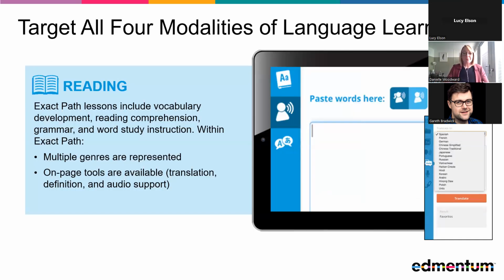ExactPath, here is just one example of how ExactPath content includes vocabulary development through that reading comprehension. We can do that by having multiple genres being represented. We have on-page student tools available, such as the translation and audio support. And as you can see here, multiple languages are available, with Spanish being listed along with many others that you can see there on the screen.